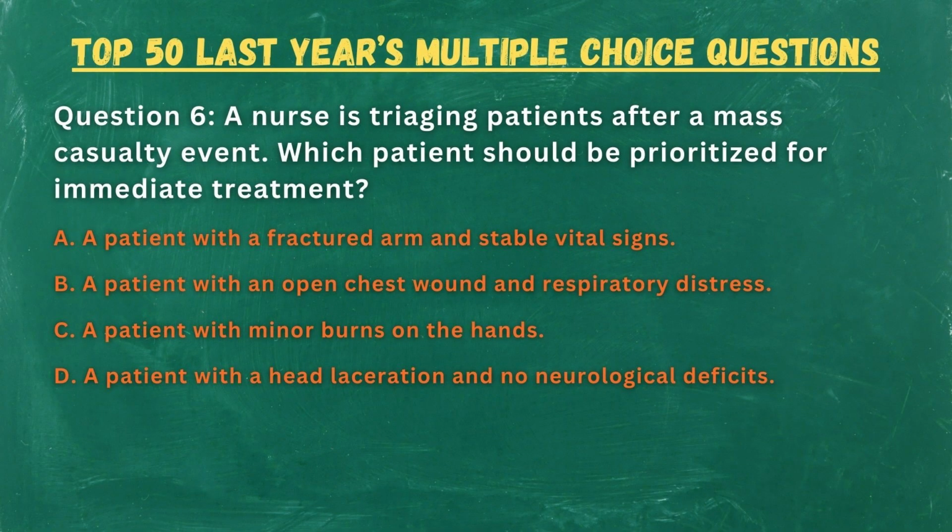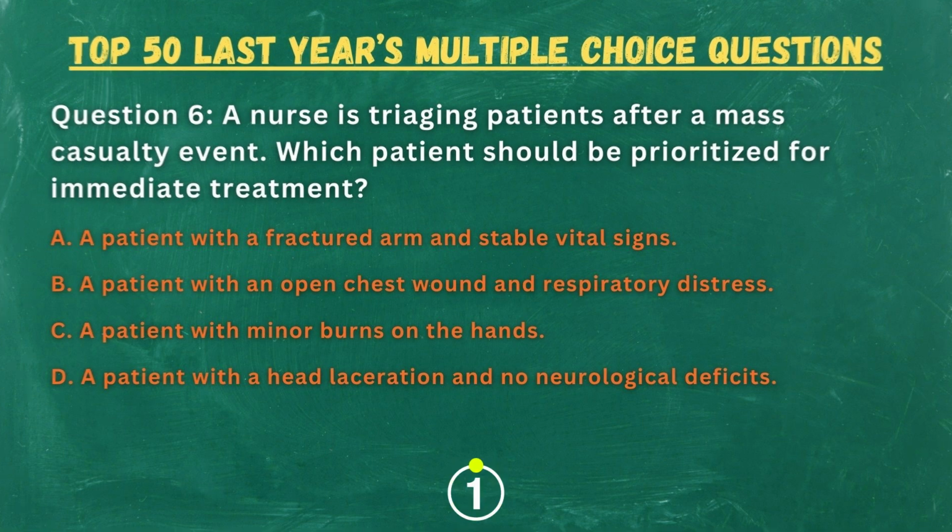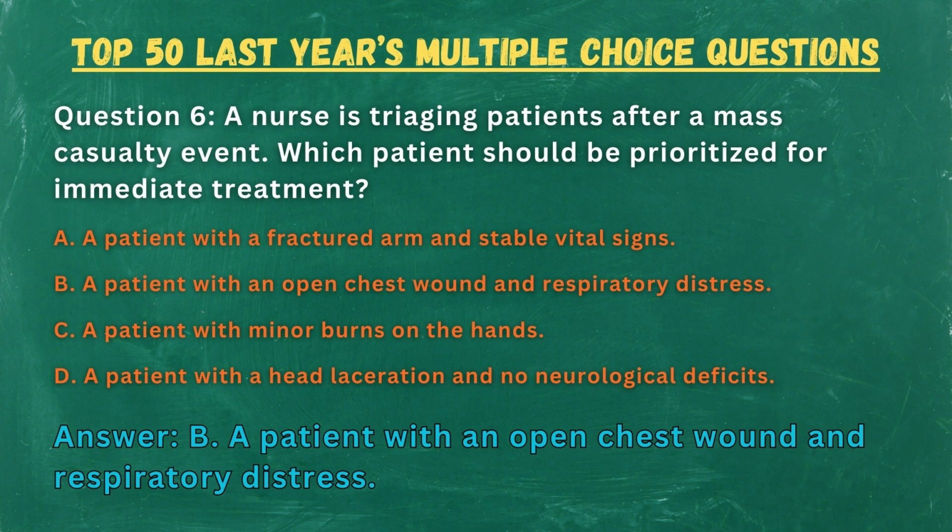Question 6. A nurse is triaging patients after a mass casualty event. Which patient should be prioritized for immediate treatment? A. A patient with a fractured arm and stable vital signs. B. A patient with an open chest wound and respiratory distress. C. A patient with minor burns on the hands. D. A patient with a head laceration and no neurological deficits. Answer. B. A patient with an open chest wound and respiratory distress.